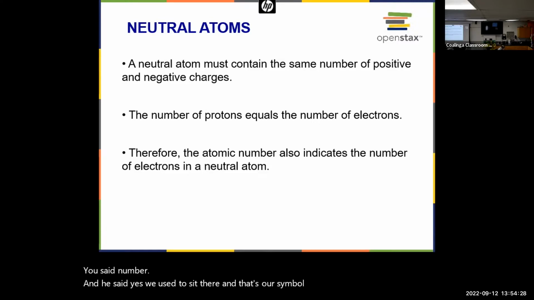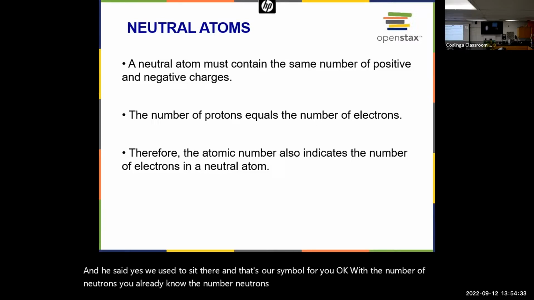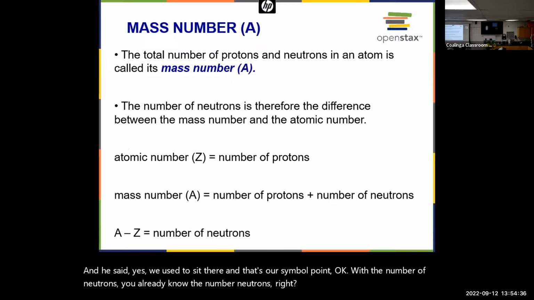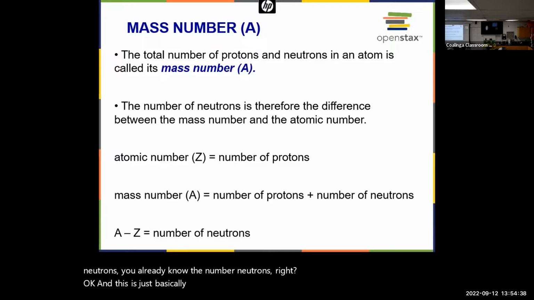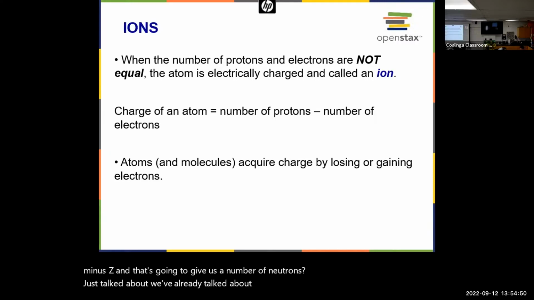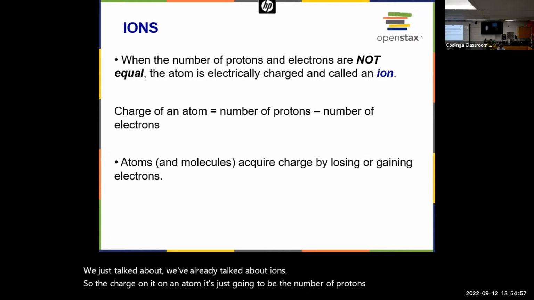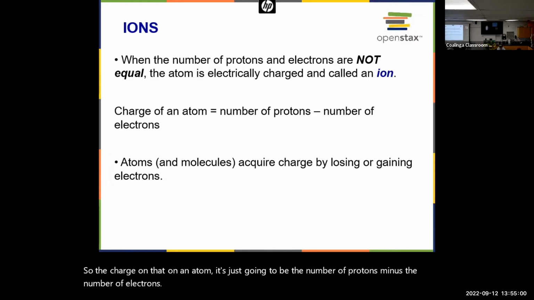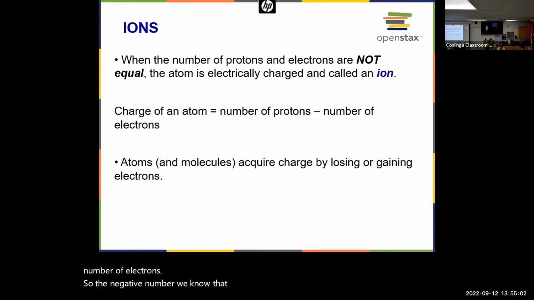With the number of neutrons, you already know how to calculate it, right? A represents the atomic mass, or the mass number, minus Z, and that gives us the number of neutrons. We've already talked about ions. The charge on an atom is the number of protons minus the number of electrons. So if it's a negative number, we know that we have more what?